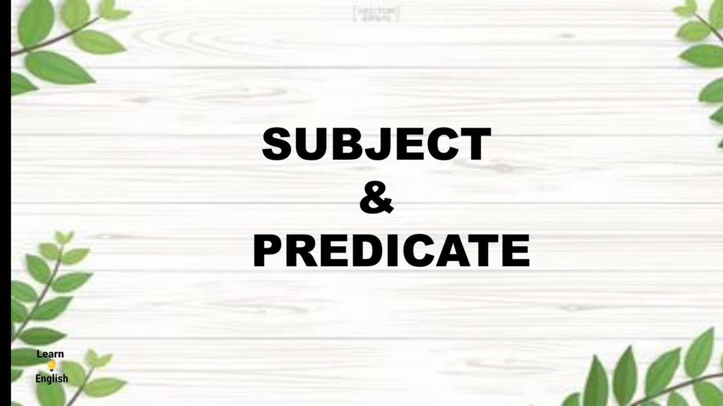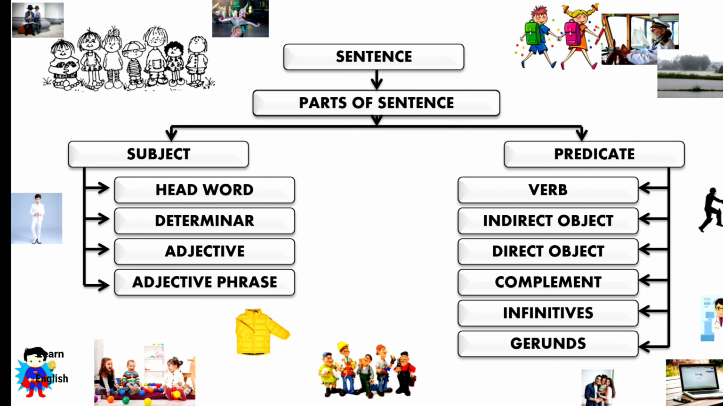Today we will discuss subject and predicate. When we say something in any language, we say it in groups of words, which are called sentences. We make a sentence by putting the words together in a certain order. Let's look at these sentences.